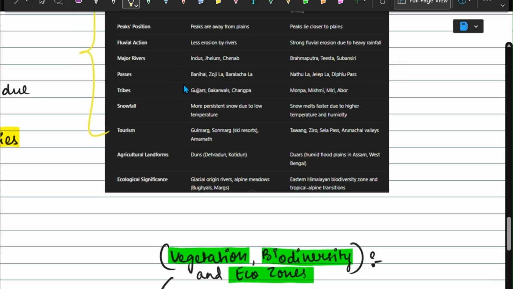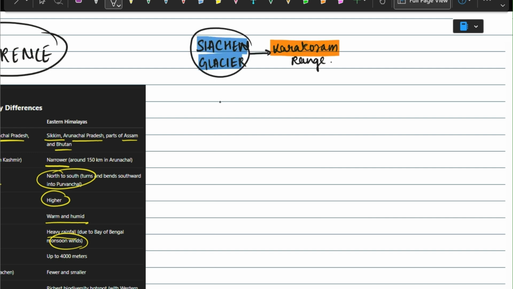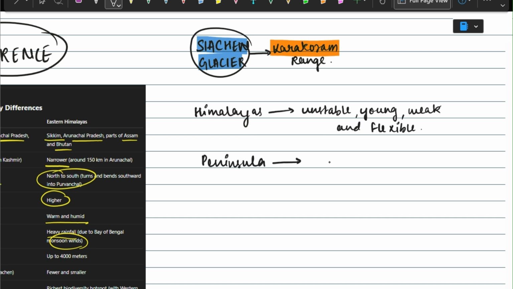Well, there are some key points that you should always keep in mind about this topic. The first one is the Siachen Glacier, which is present in the Karakoram range. And then, the key difference between the Himalayas and peninsular India is that the Himalayas are unstable, young, weak, and flexible, and the peninsula is rigid and stable.